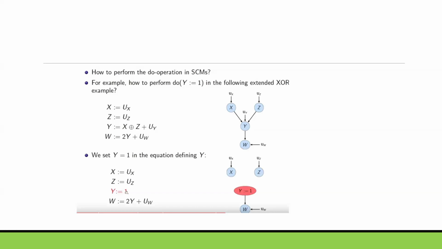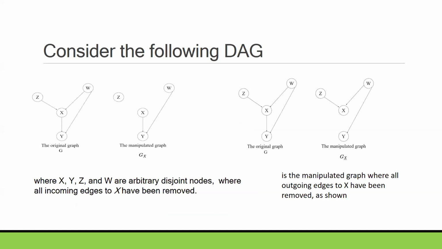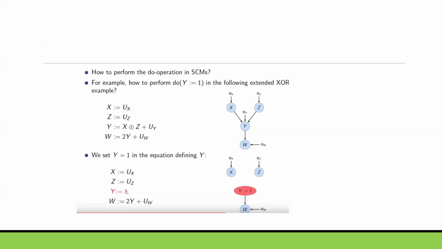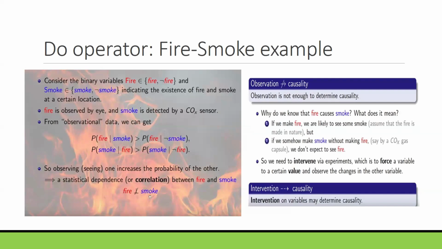Suppose we intervene. Let's do Y equals 1. Let's set Y at the value of 1. When we intervene, we have to remove all the incoming edges. Therefore all incoming edges to Y would be removed. Therefore Y is independent of X. In the second graph, Y is independent of X and Y is independent of Z. Therefore we can estimate the effect of Y on W. So when we set Y to 1, the value of W is about 2 plus an unobserved or exogenous variable.